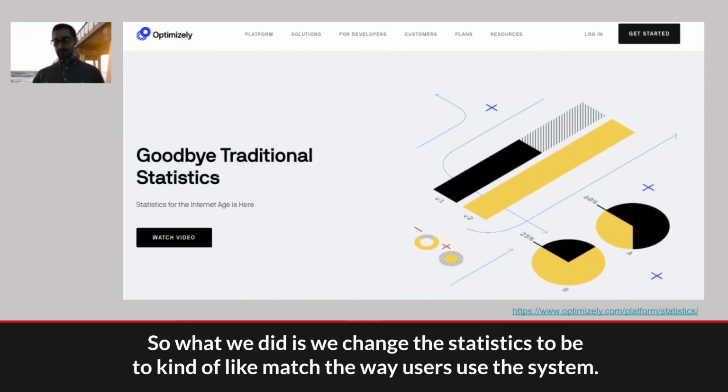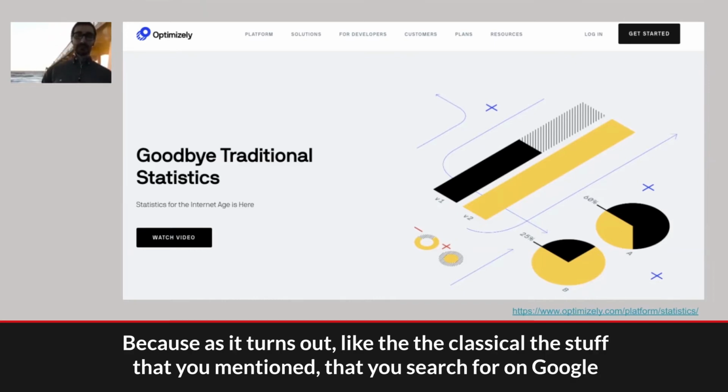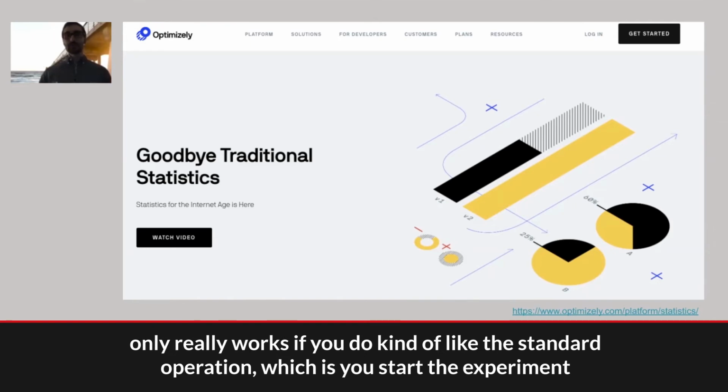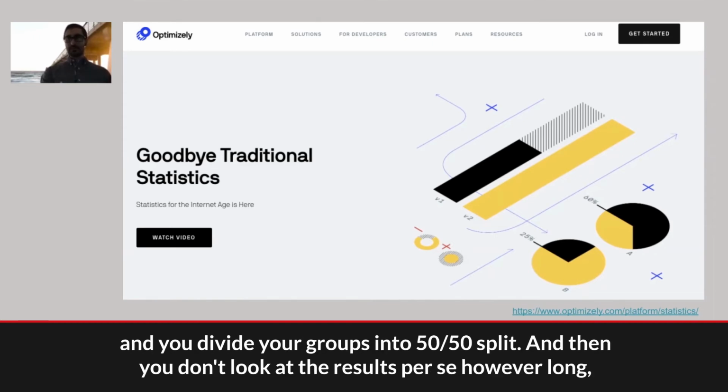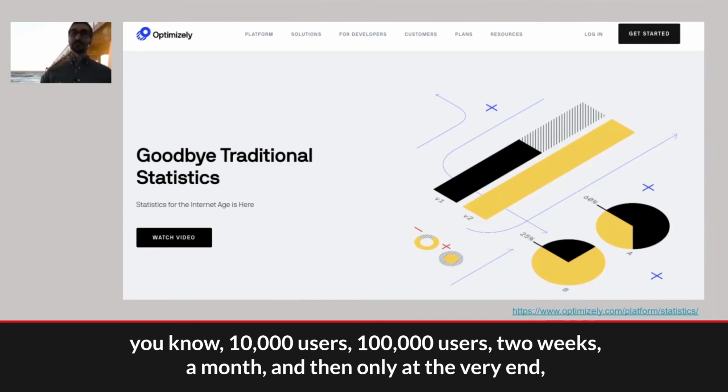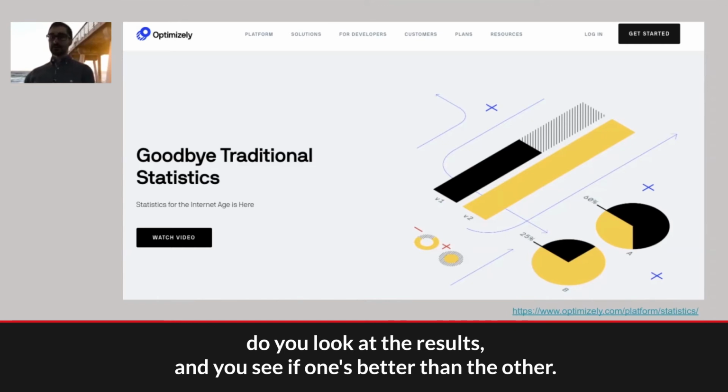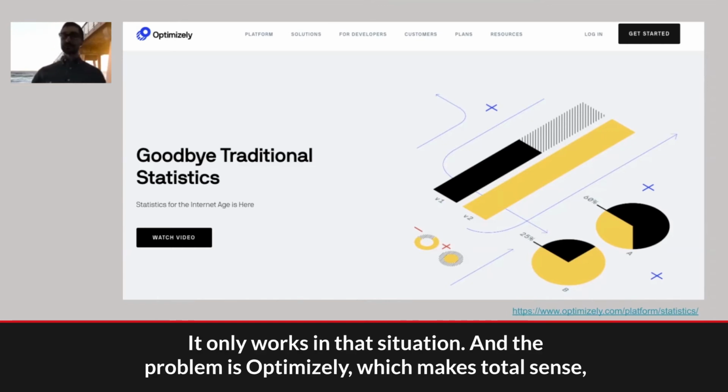And so what we did is we changed the statistics to match the way users use the system. Because as it turns out, the classical stuff that you mentioned that you search for on Google only really works if you do the standard operation, which is you start the experiment, you divide your groups into a 50-50 split, and then you don't look at the results for, say, however long: 10,000 users, 100,000 users, 2 weeks, a month. And then only at the very end do you look at the results and see if one's better than the other. It only works in that situation.